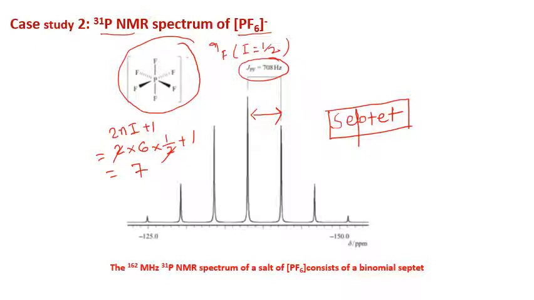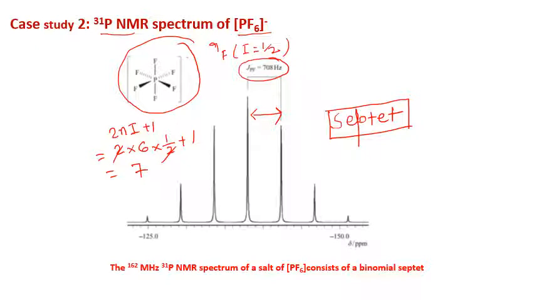So it is possible to observe long range coupling also in the molecule if another phosphorus atom or fluorine atom is present, which is not directly attached to the phosphorus atom but covalently attached to some other atom, one or two bonds away from this phosphorus atom.